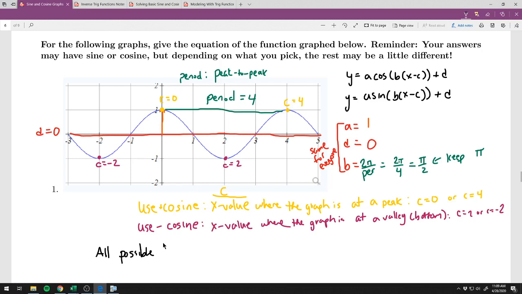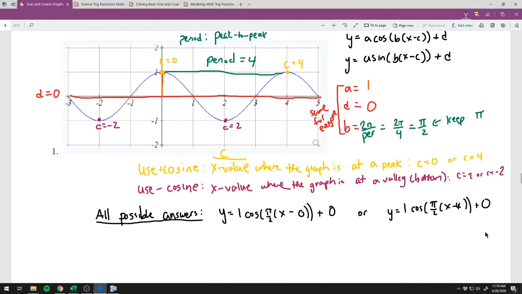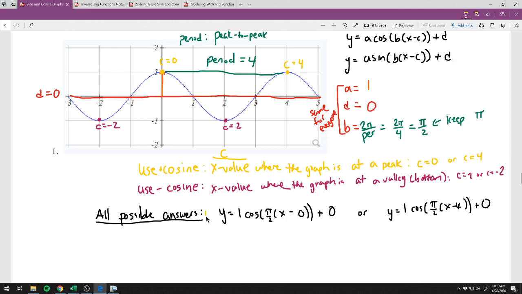I'm going to write all four of them down just for completeness. But you do not have to pick more than one, like I said. So we got y equals a is 1, 1 times cosine of b, which is pi over 2, times x minus c. Since I picked positive cosine, I can have 0. Plus d, which is 0. Or if I pick positive cosine, but I wanted c equals 4, that's also fine. Just remember it's x minus in the formula, right? But you want to notice everything else is the same here. The only thing I change is c for positive cosine. So these two answers would both be fine for positive cosine.